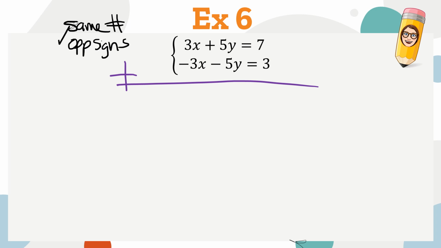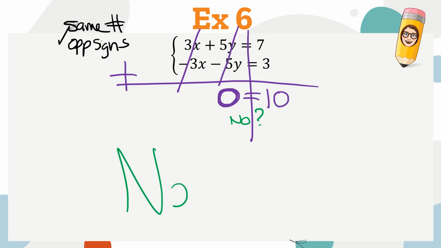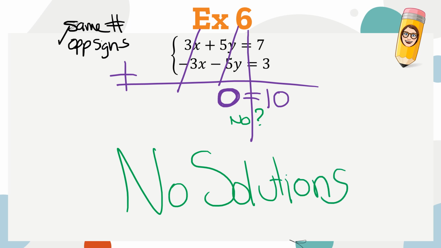Let's add them up. 3x and -3x cancels. That was my intention. Oh, it happened again. 5y plus -5y also cancels, but I need a number. I can't have an empty equation. So I have to put a 0 this time. Let's look at the right side. 7 plus 3 is 10. Does 0 equal 10? That's my question I'm answering here. No, that's not true. Therefore, no solution, meaning there are no pair of numbers that would work in this system.